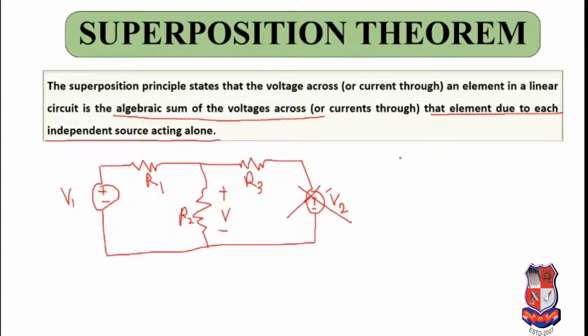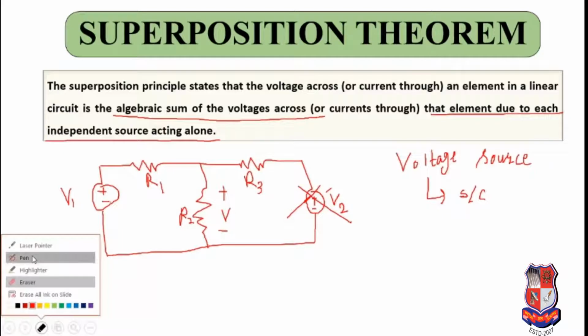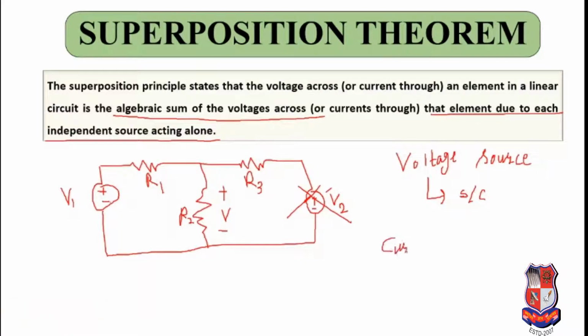To eliminate a source, this thing you should remember. How can a voltage source be eliminated? A voltage source can be eliminated by short circuiting. The voltage source is short circuited, and similarly the current source, let me erase this, the current source will be open circuited.